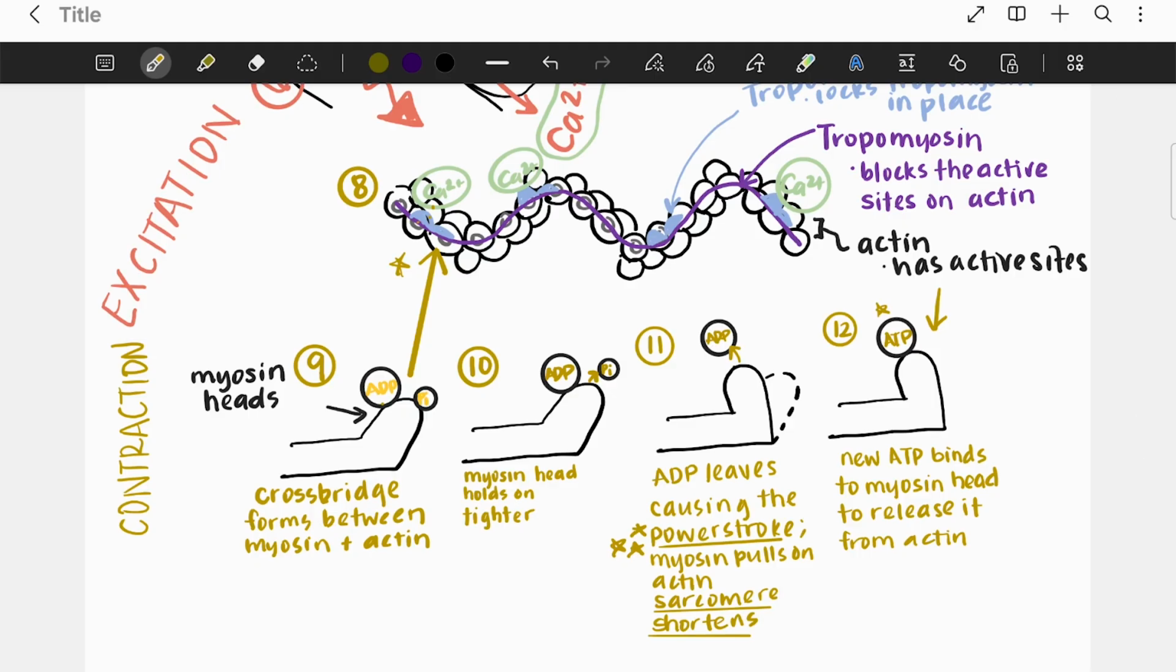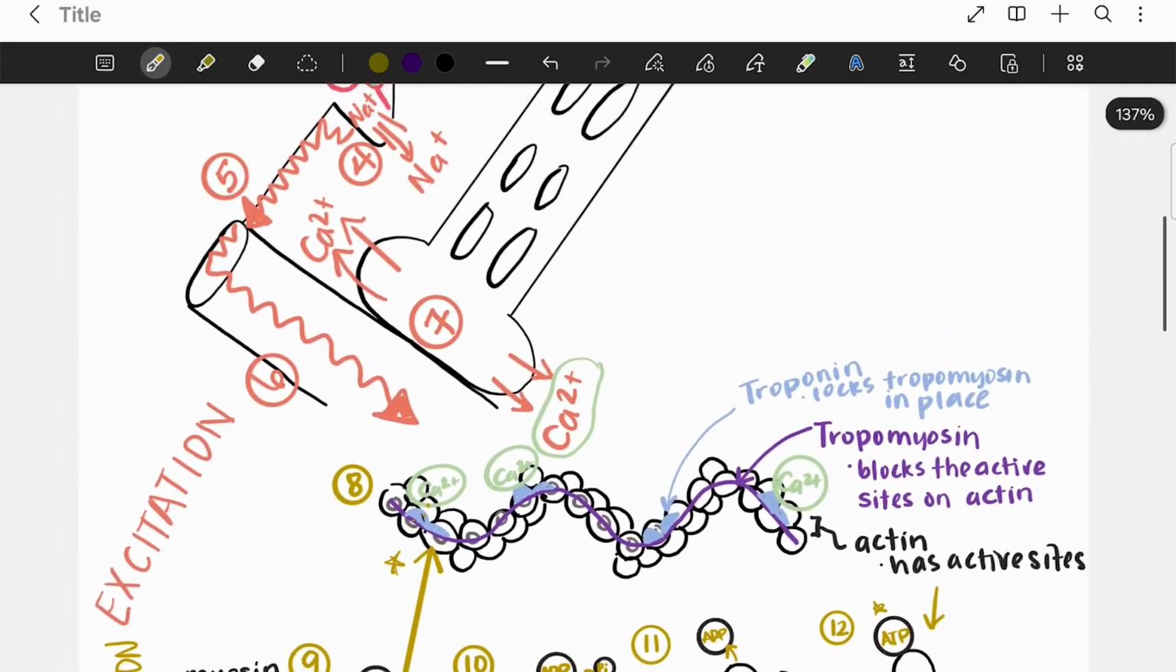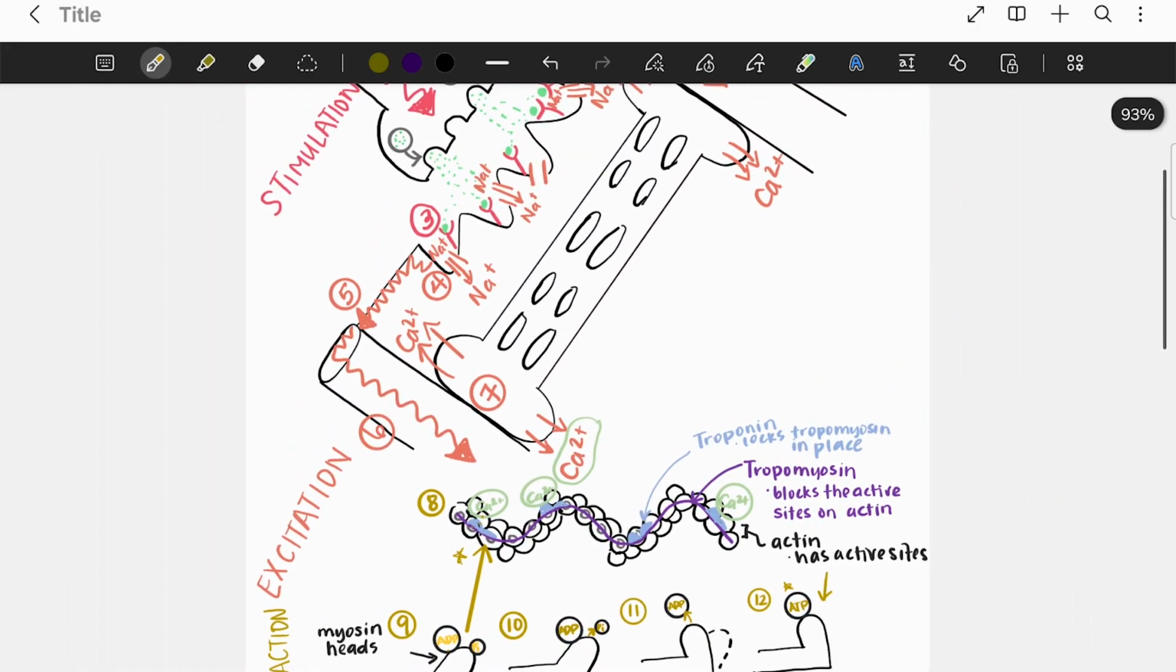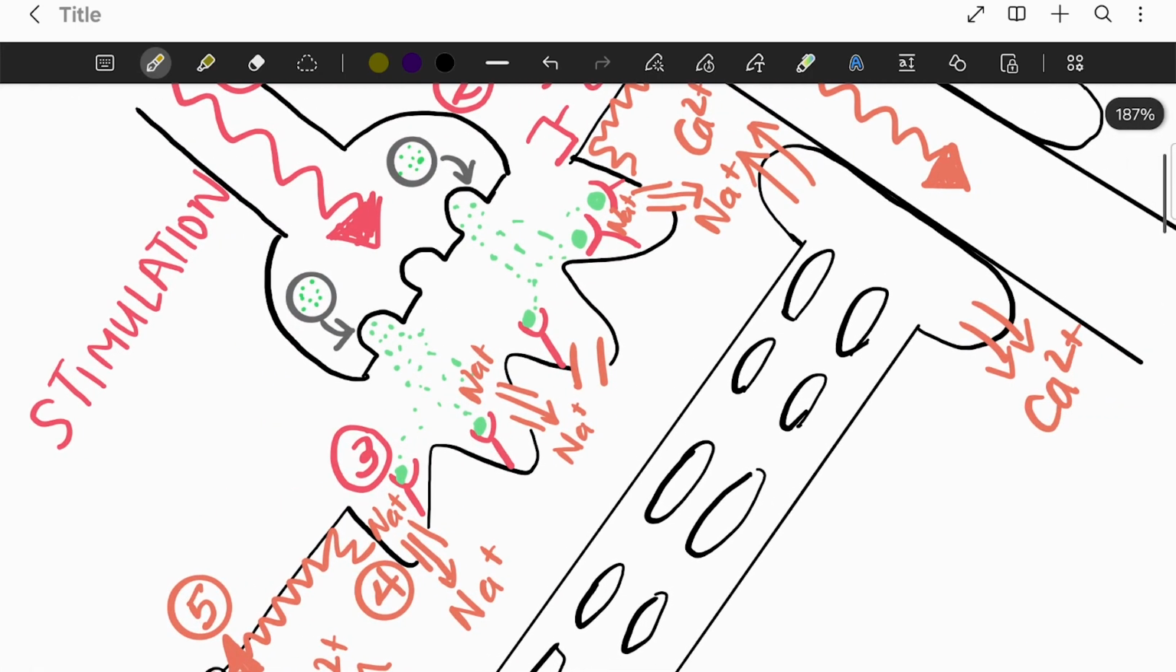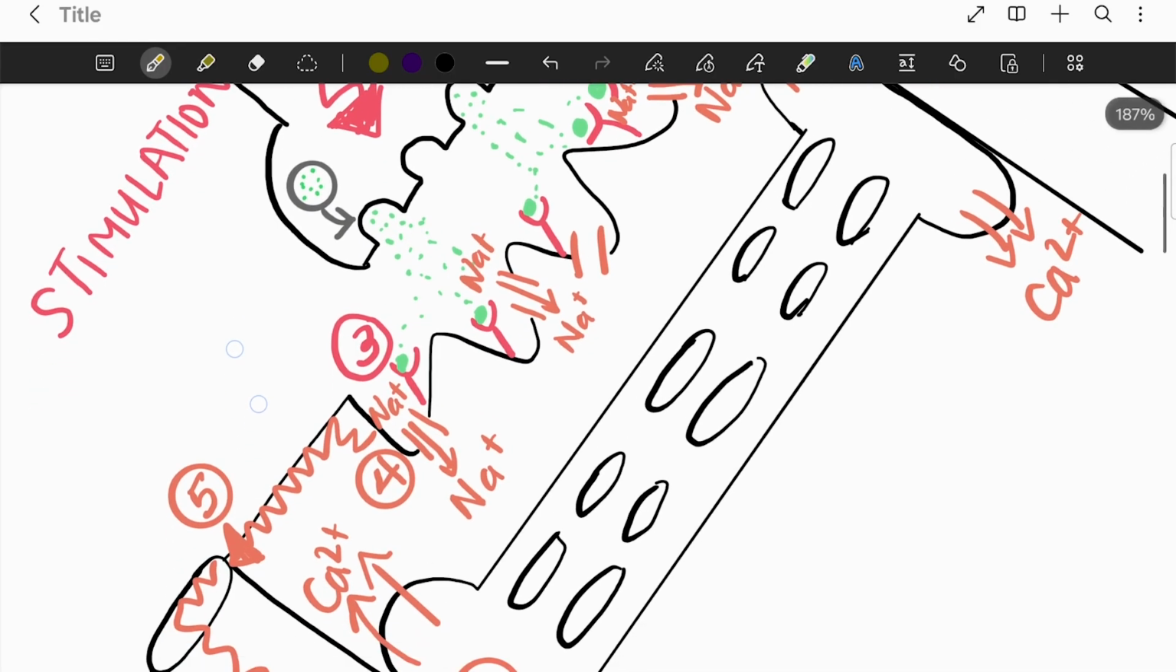Okay, and then finally, we get to relaxation. So the couple of things we did is we dumped all this calcium into the sarcoplasmic reticulum, so we need to do something about that. And we dumped all this acetylcholine into the synaptic cleft, so we need to do something about that, okay? So number 13.